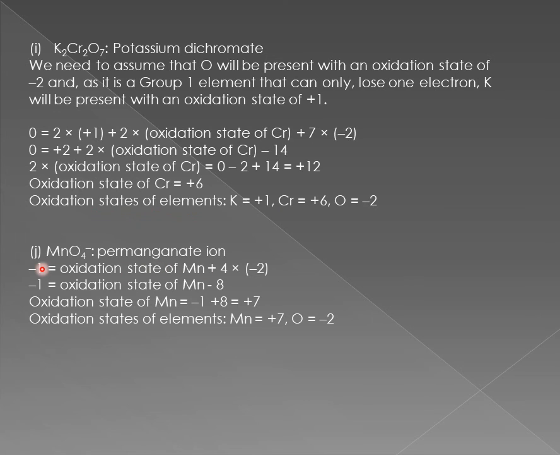Permanganate ion, the total charge -1, so the oxidation state of manganese plus 4 times -2, which is -8, moves to the other side and will be +8, so manganese is +7 and oxygen -2.